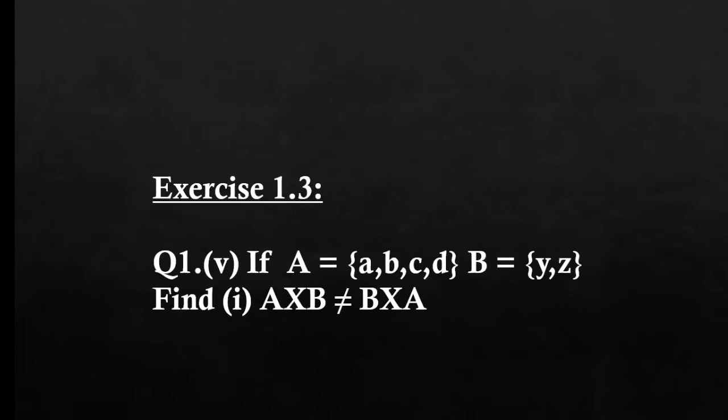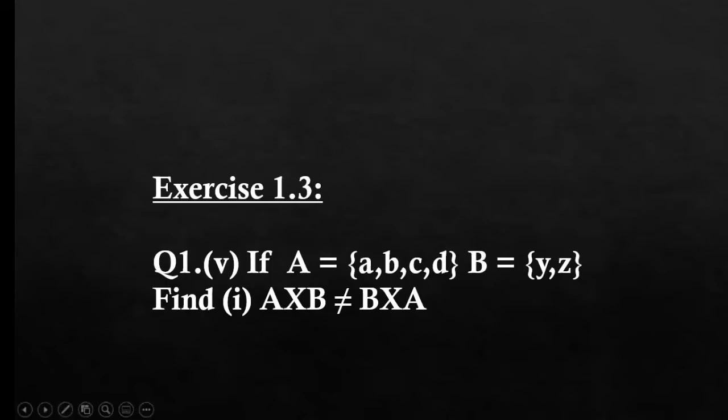So what do we have to find? We have to tell that A cross B, if we order up the pairs in this manner, first we will write the first component from set A and the second components of all the ordered pairs from B, so it would become A cross B. And we also have to find B cross A, where the first component should belong to the set B and the second component of all ordered pairs should belong to the set A. So in this manner, we have to tell whether they are equal or not.